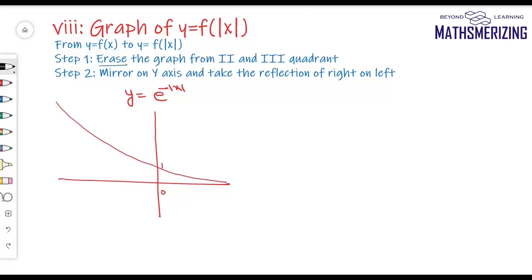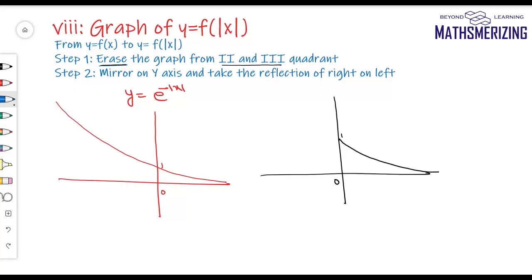So for this transformation, there are two steps. First step is, erase the graph from second and third quadrant. So I'll draw the same graph, but I won't draw it in second and third quadrant. So this is the first step. Now the second step is, place a mirror on the y-axis and then take the reflection of right on left. So if I take the reflection of right on left, I'll get this graph.